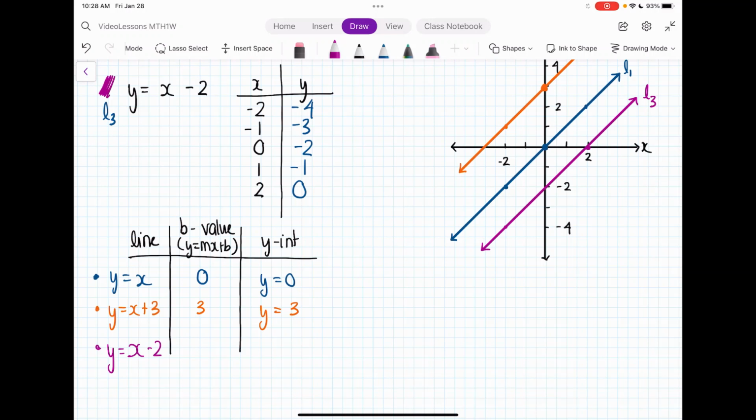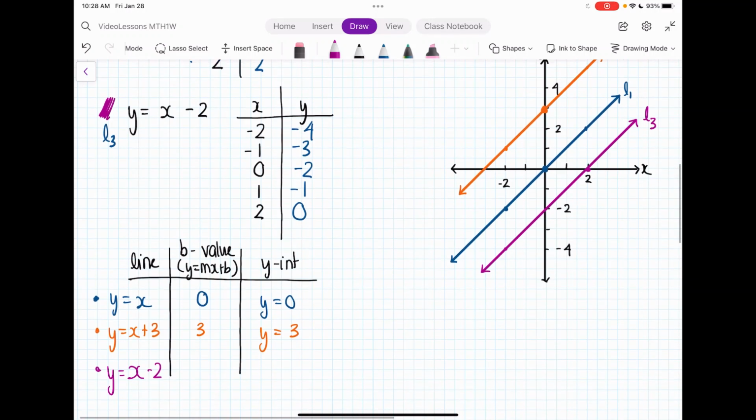Over here, if I look at my graph, my line 3 is cutting the y-axis, my b right there. So my b value in the mx plus b is negative 2. And down here, I'm cutting the y-axis at y equals negative 2. Now look at this table. Can you see a relationship between the b value and the y-intercept? Think about that to yourself for a second. I'm going to pause for like 30 seconds.